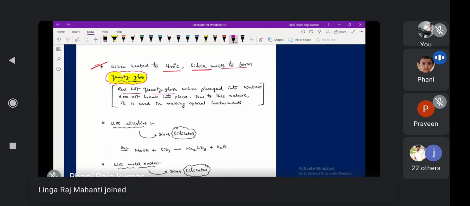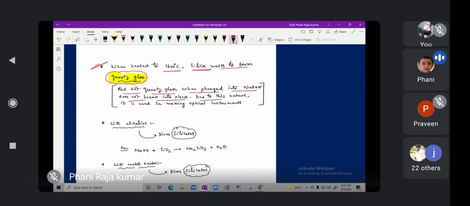Red hot quartz glass, when plunged into water, does not break into pieces. Due to this nature, it is used in making optical instruments. This is the nature of quartz glass. Mainly for making optical instruments, we are using this quartz glass. Next property, with alkalis, gives silicates. Na2SiO3. This Na2SiO3 is called water glass. That Na2SiO3 we are using to prepare another type of glass.